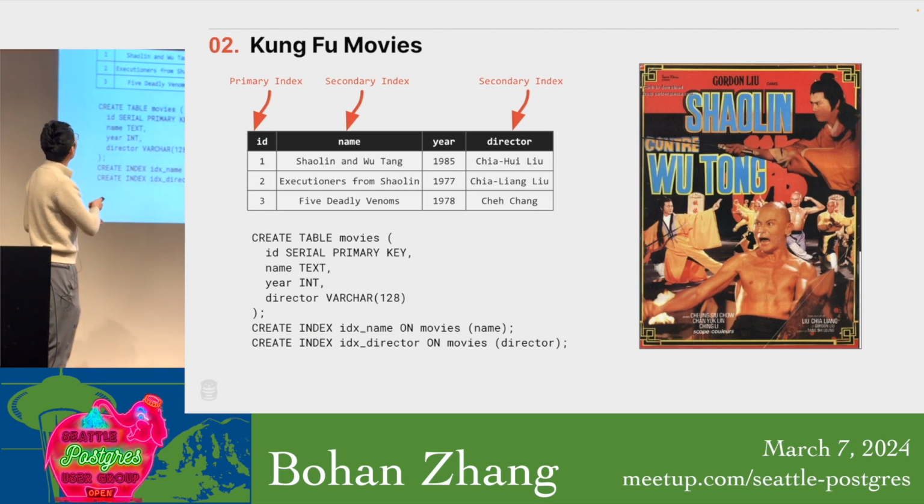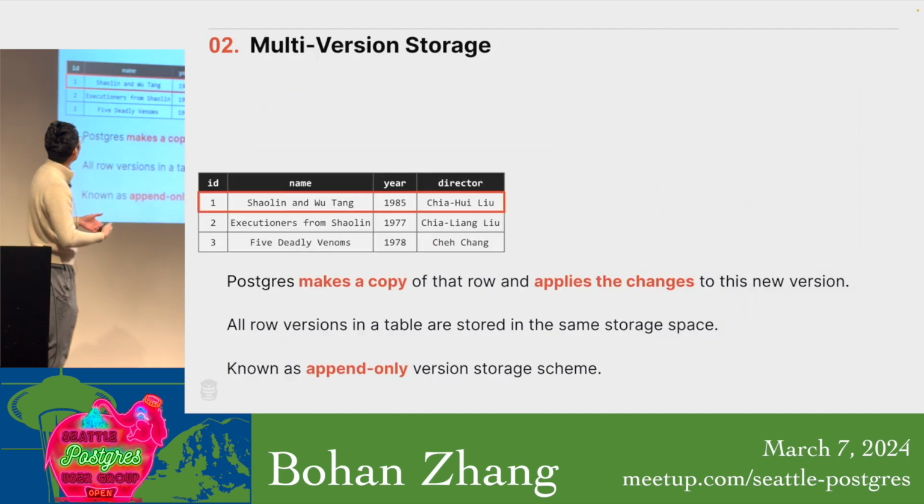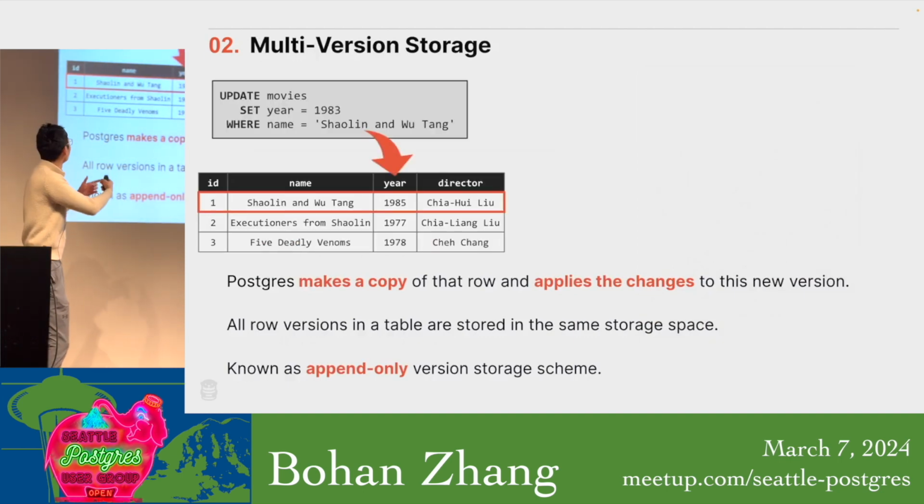We have 3 rows. We will use the first movie as an example. Let's say we update this movie, right? We update the year of the movie from 1985 to 1983. The query is above.